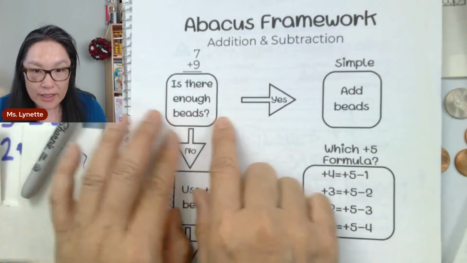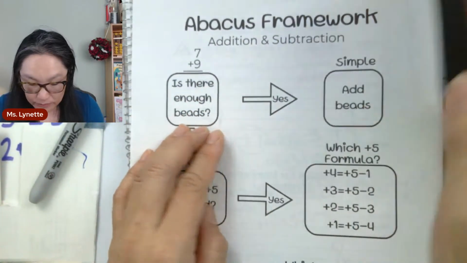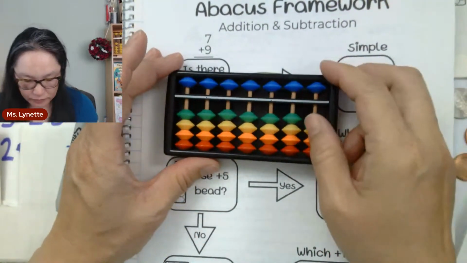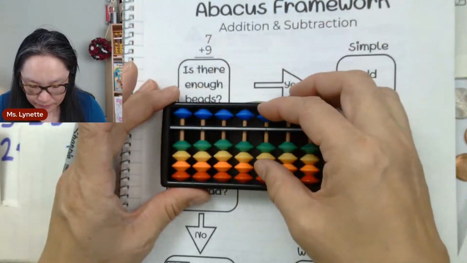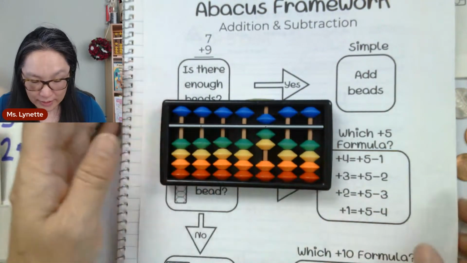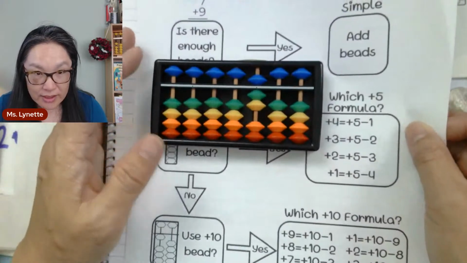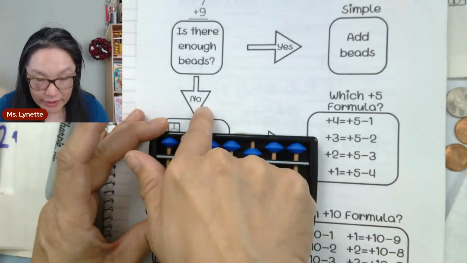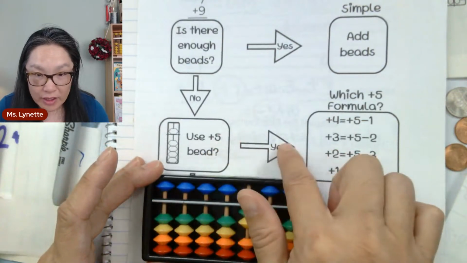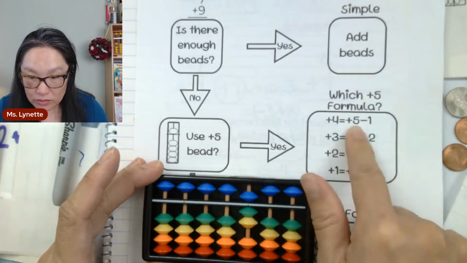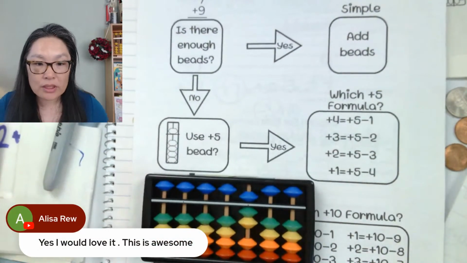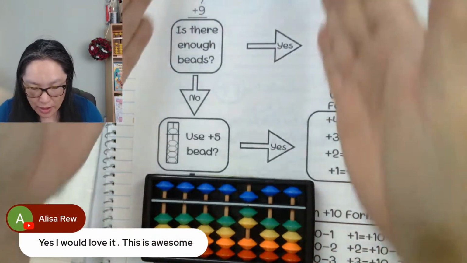The framework is: is there enough beads? Then you add the beads. I guess what I should do is the number 4. So here's 7, and I want to add 9. I guess I should do 4 instead. 4 would be better. Do I have enough beads? No, I don't have enough beads to add the 9. Can I use the 5 bead? No, I cannot use the 5 bead. Okay, good. Let me send that to you. It's just a checklist of how to do it.